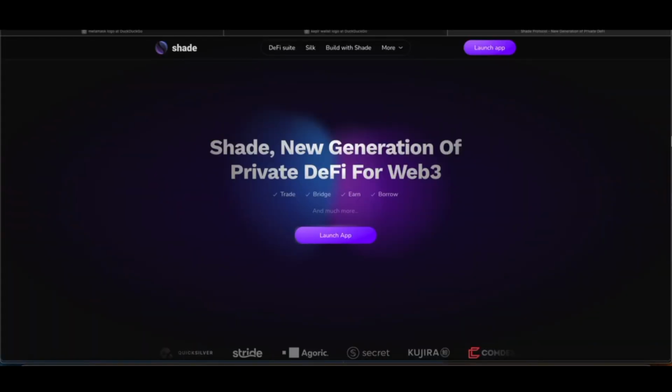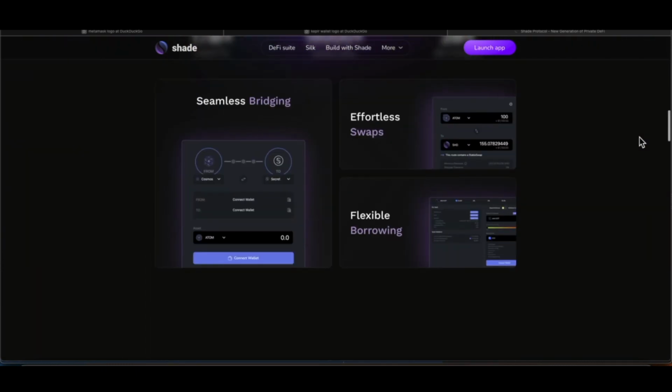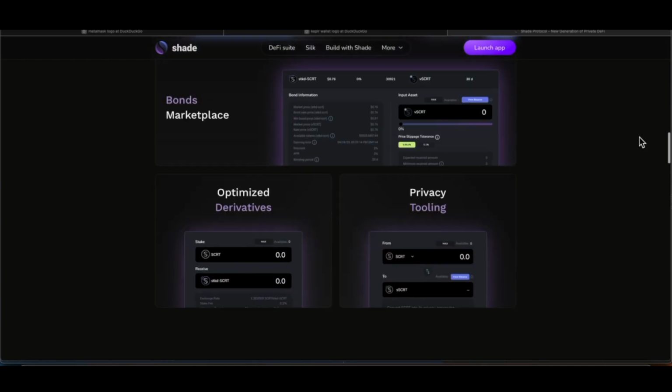As you can see, Shade Protocol is this cohesive, interconnected suite of private DeFi apps. They just keep building and it just keeps getting better.